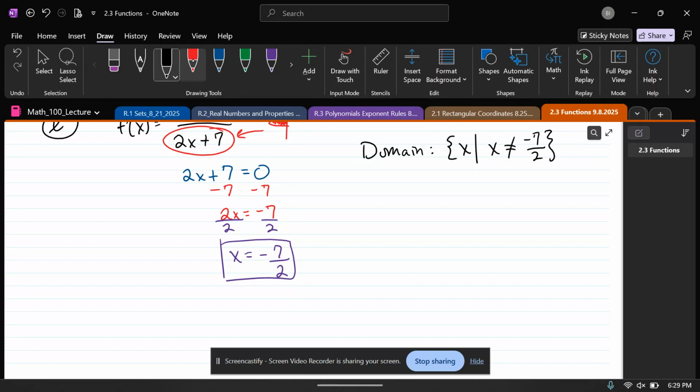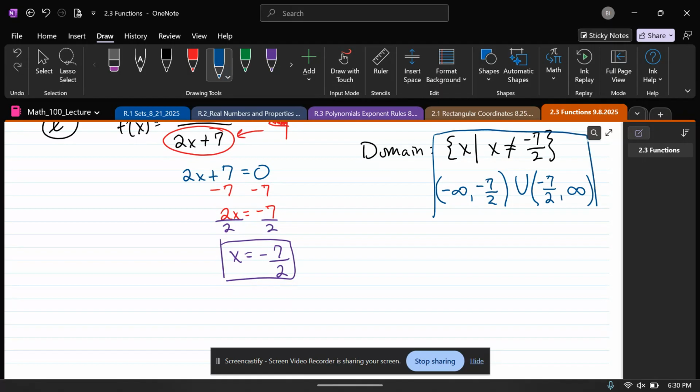Interval notation for that, we're skipping negative 7 over 2. So I've got from negative infinity, then I find my skipping number, which is negative 7 over 2, parentheses, union, parentheses, and then I repeat the number I skipped. And there's the domain, written in two different ways.